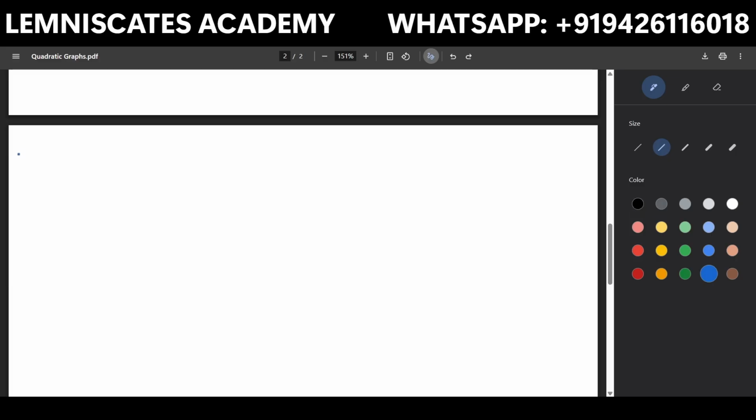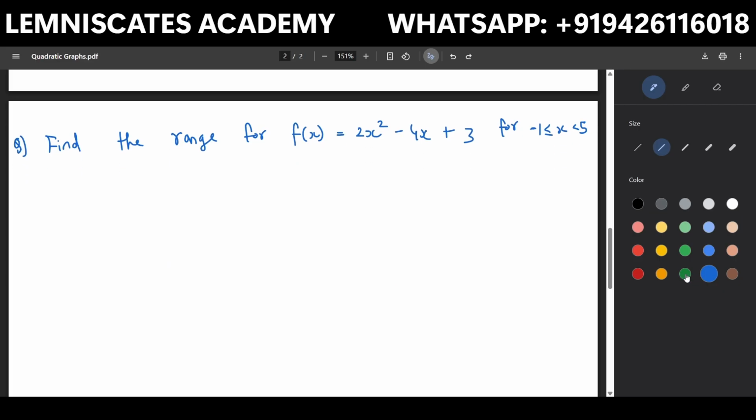So let me write, find the range for f of x to be anything, let's say 2x square minus 4x plus 3, and for the domain, let's say minus 1 less than x less than 5, something like this is the domain that I have chosen randomly. So in this case, what is the sign of the x square coefficient?